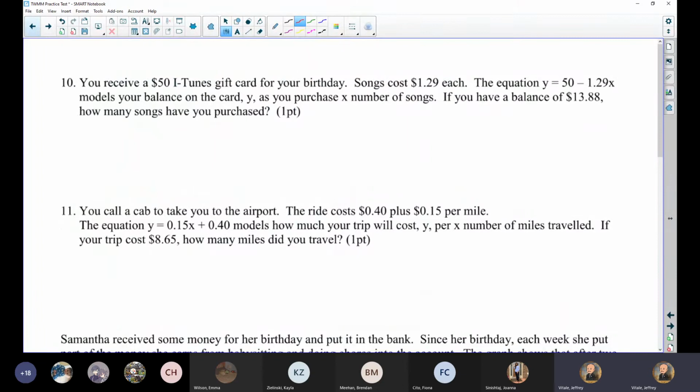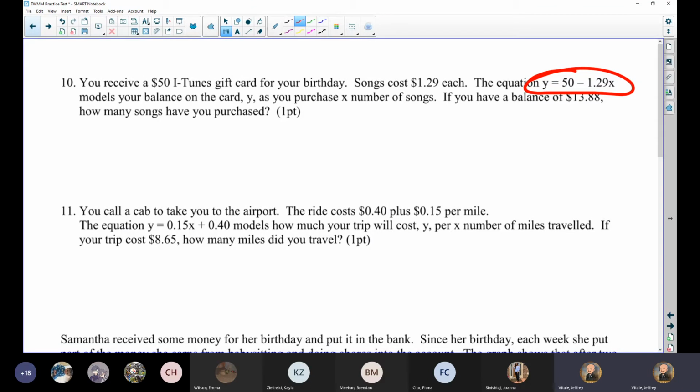So you received an iTunes gift card for $50. The songs cost $1.29 each. Okay. So you can tell this test was written a little long ago because I think they're a little different now, right? Aren't they a little bit more expensive? Obviously, depending on what you buy, are they still $1.29? Does anyone even buy iTunes songs anymore? But anyway, they give you the equation. That was nice.